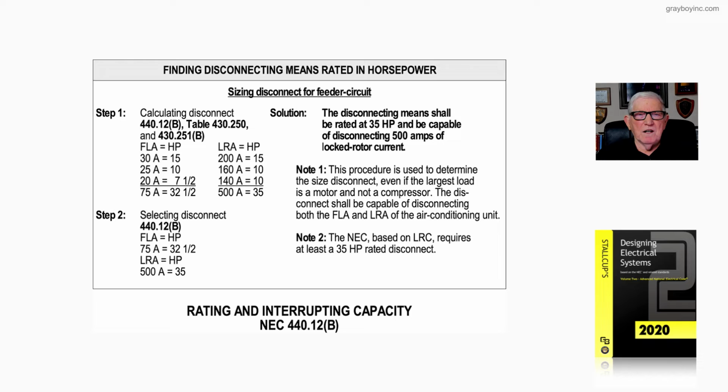Now we total the FLA, we come up with 75 amps. We total the horsepower, and we come up with 32.5. Now based upon the locked rotor current and its horsepower rating, 200 amps is equal to 15 horse, 160 is equal to 10 horse, and 140 amps is equal to 10 horse. Totaling the LRA, we come up with 500 amps. Totaling the horsepower, we come up with 35.